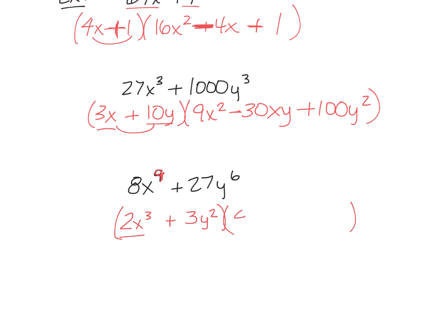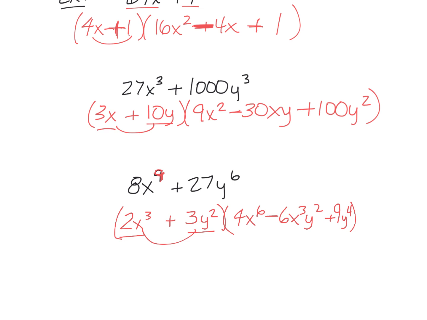Square the first term. That'd be 4x to the 6th. Multiply those together, which would be 6x cubed y squared. And that needs to be minus. And square the last term, which would be 9y to the 4th.